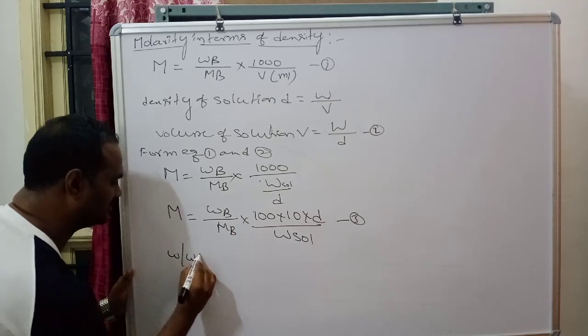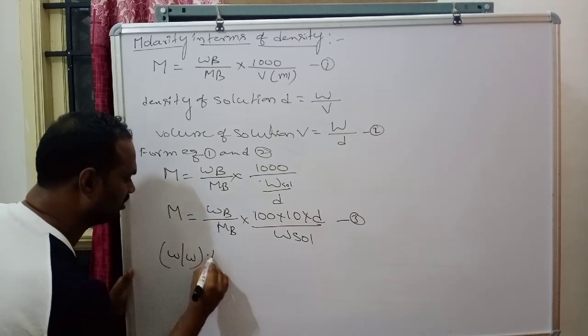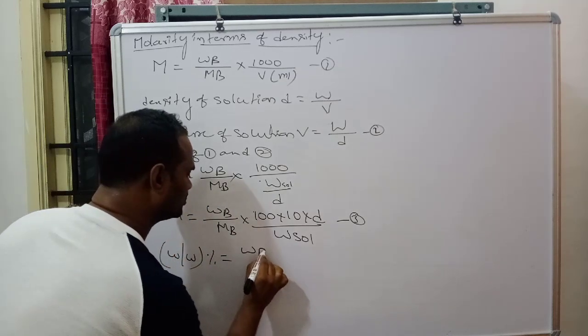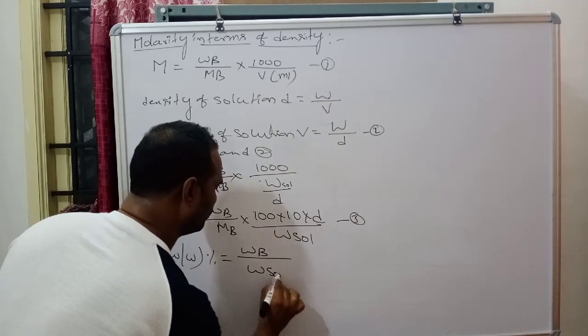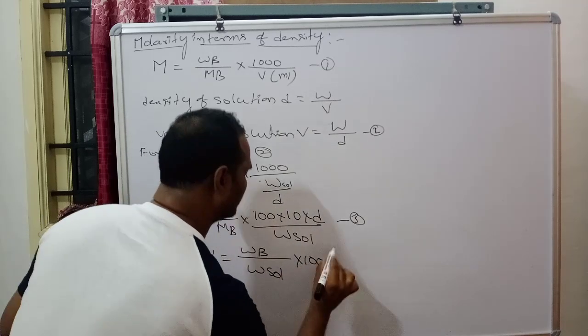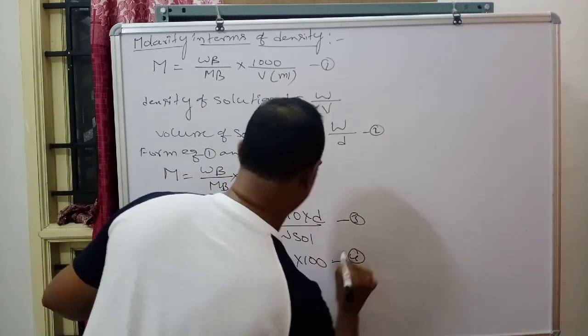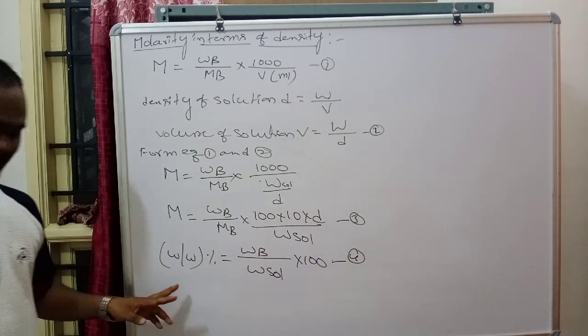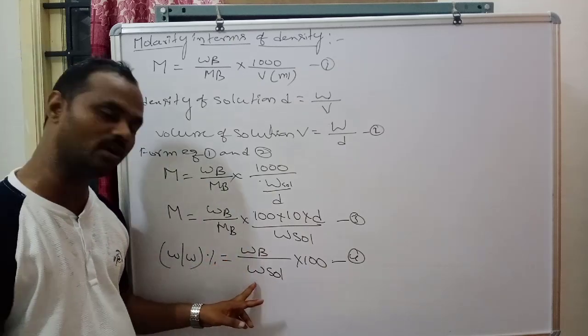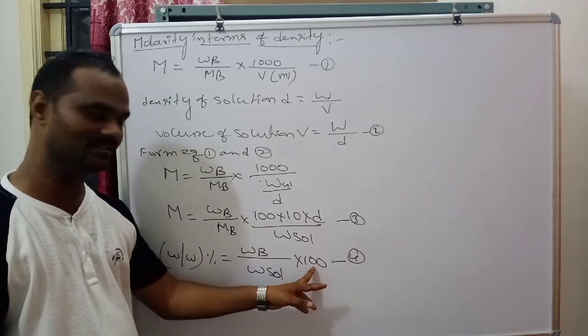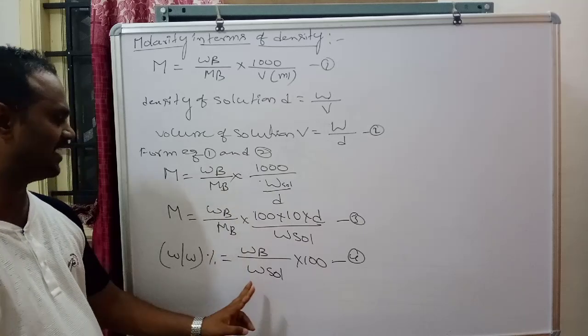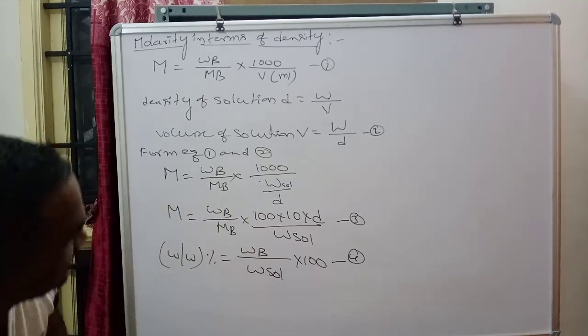Mass percentage is equal to mass of solute by mass of solution into 100. This is equation 4. Already we've seen mass percentage: mass of solute by total mass of solution into 100. This mass percentage, shall we substitute it in here?